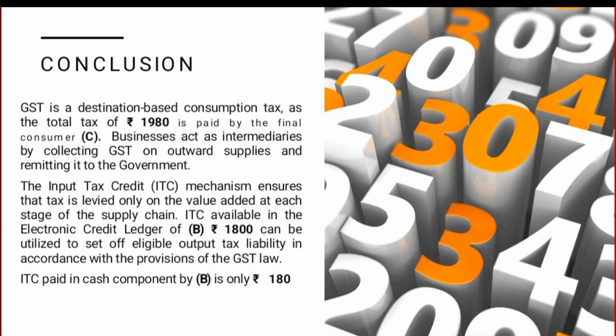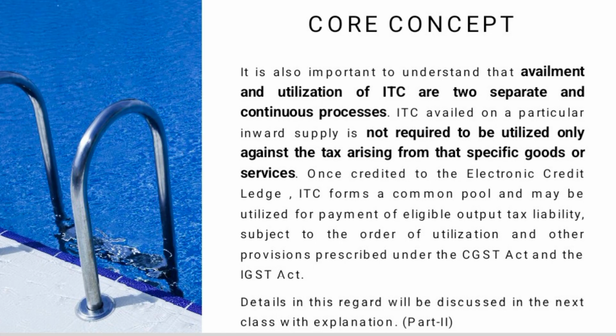What is the tax amount the government gets? Initially it gets 1800, and here the cash component 180. So 1980 the government gets, and that is paid by the final consumer. Clear? So here is the core concept.